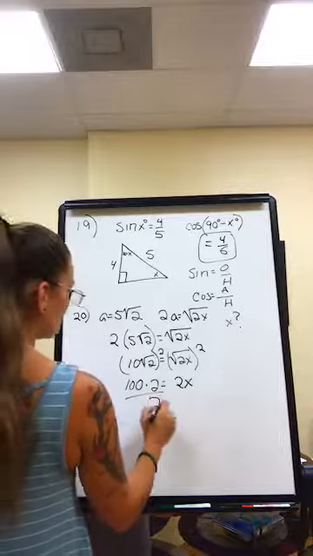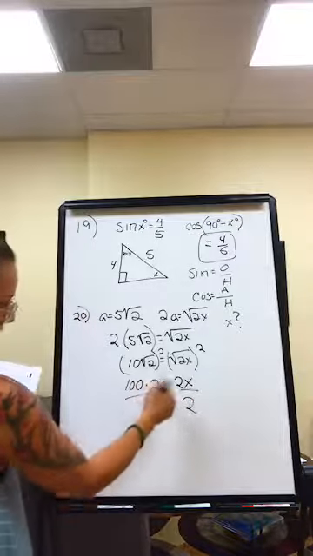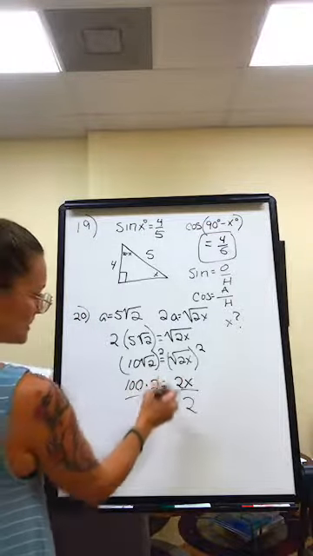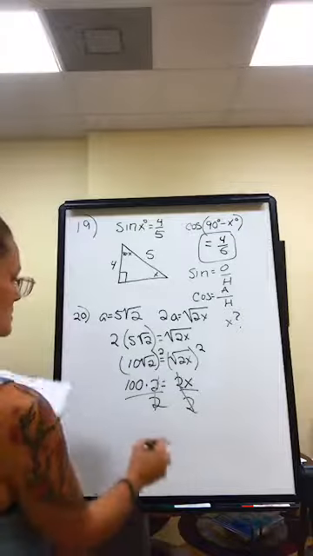I'm going to divide 2 from both sides. I just left it open because there was a 2 on both sides and I didn't multiply that together. It's easier that way. Okay, x equals 100.